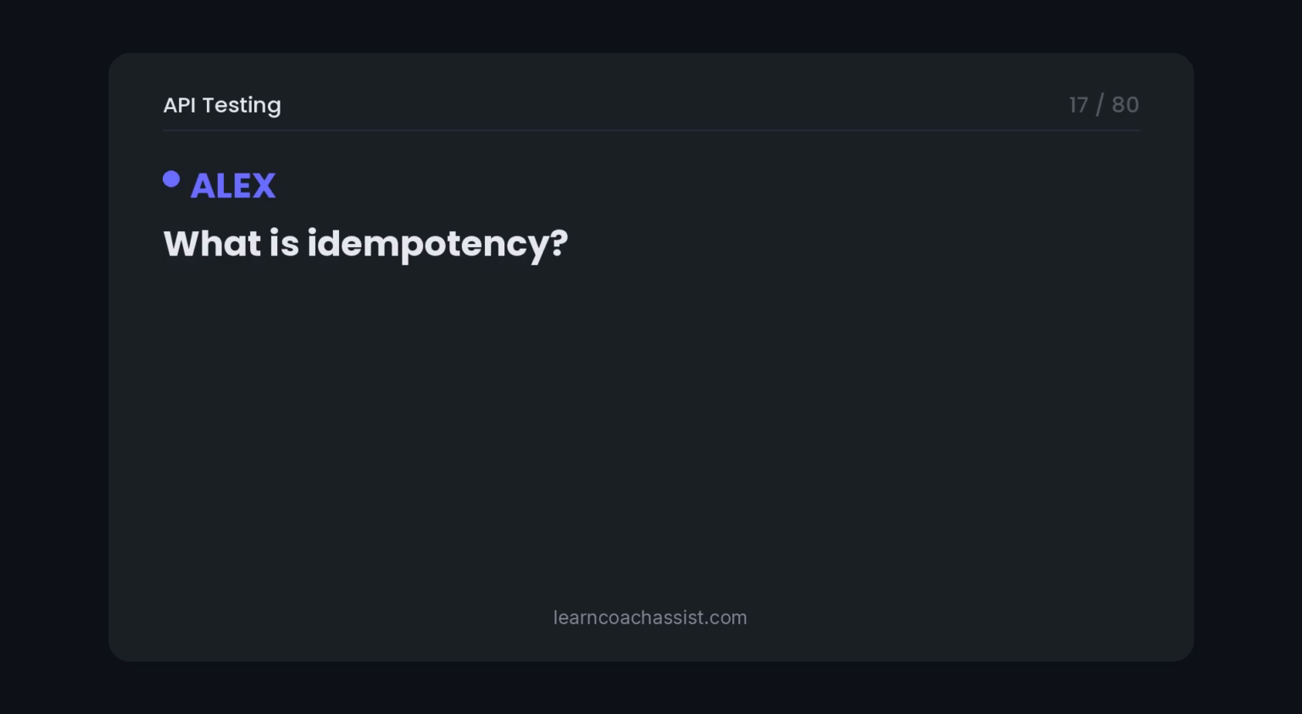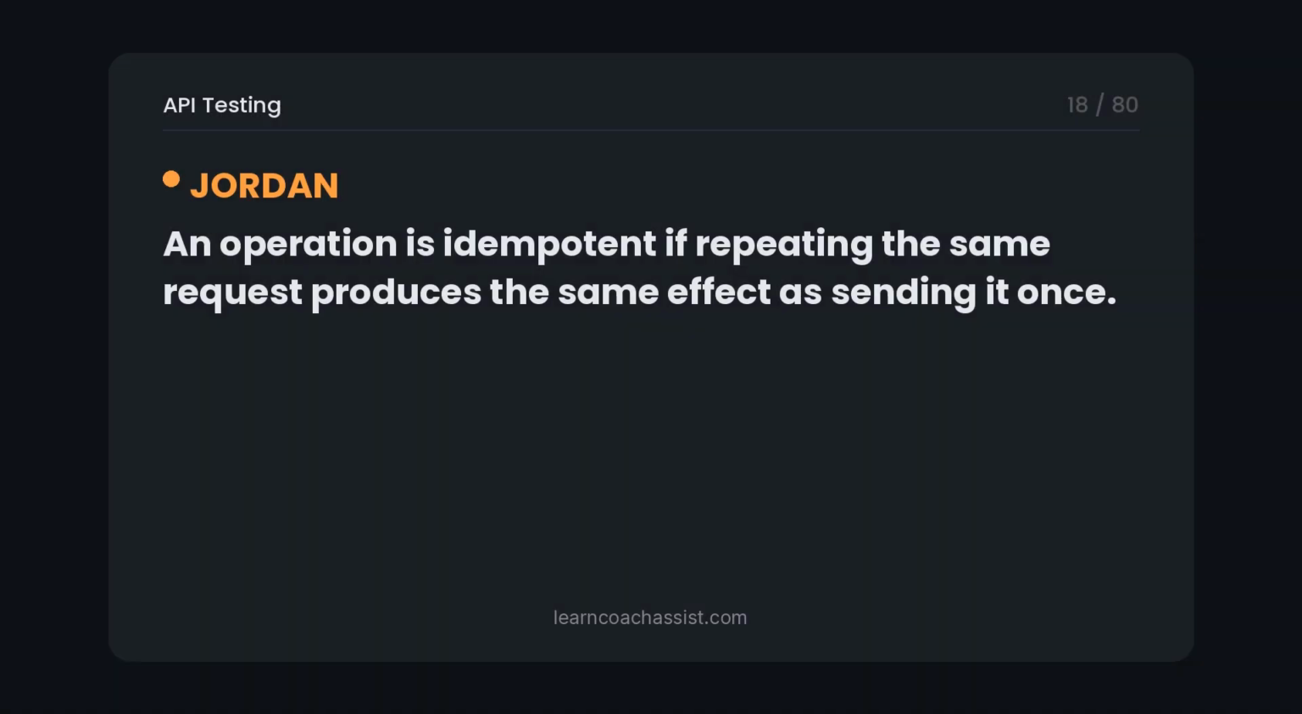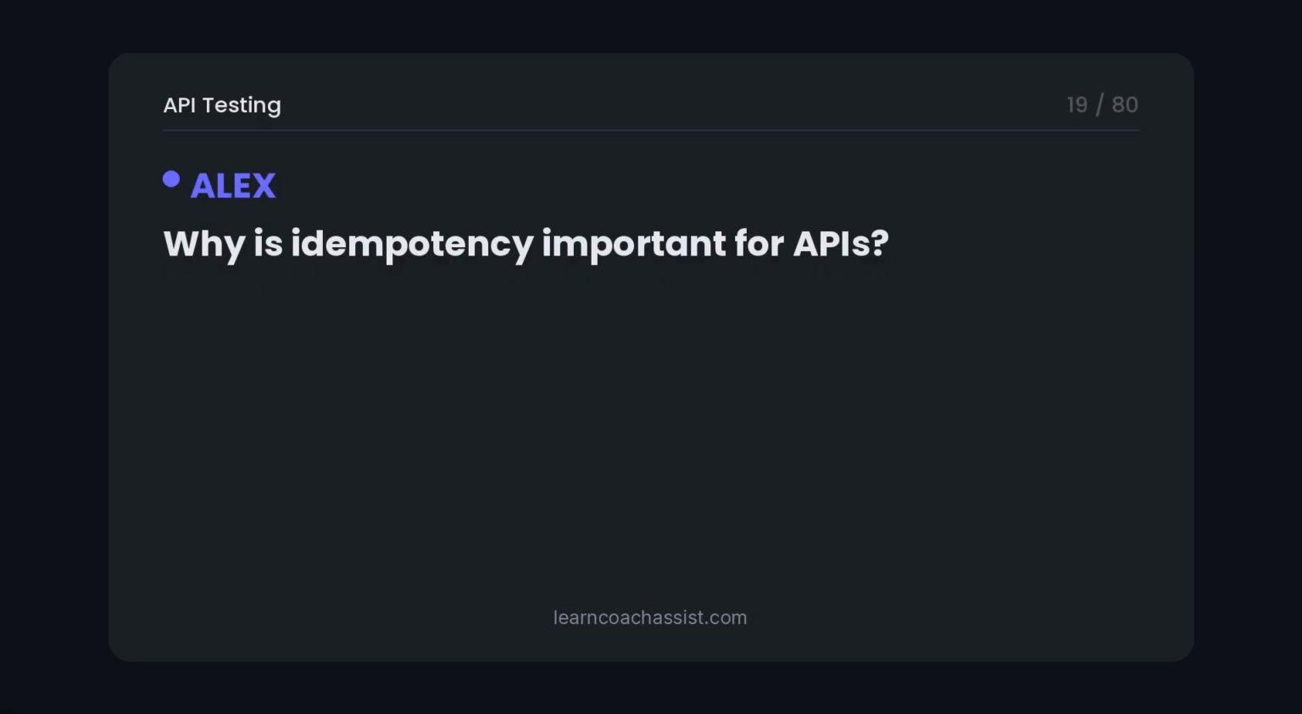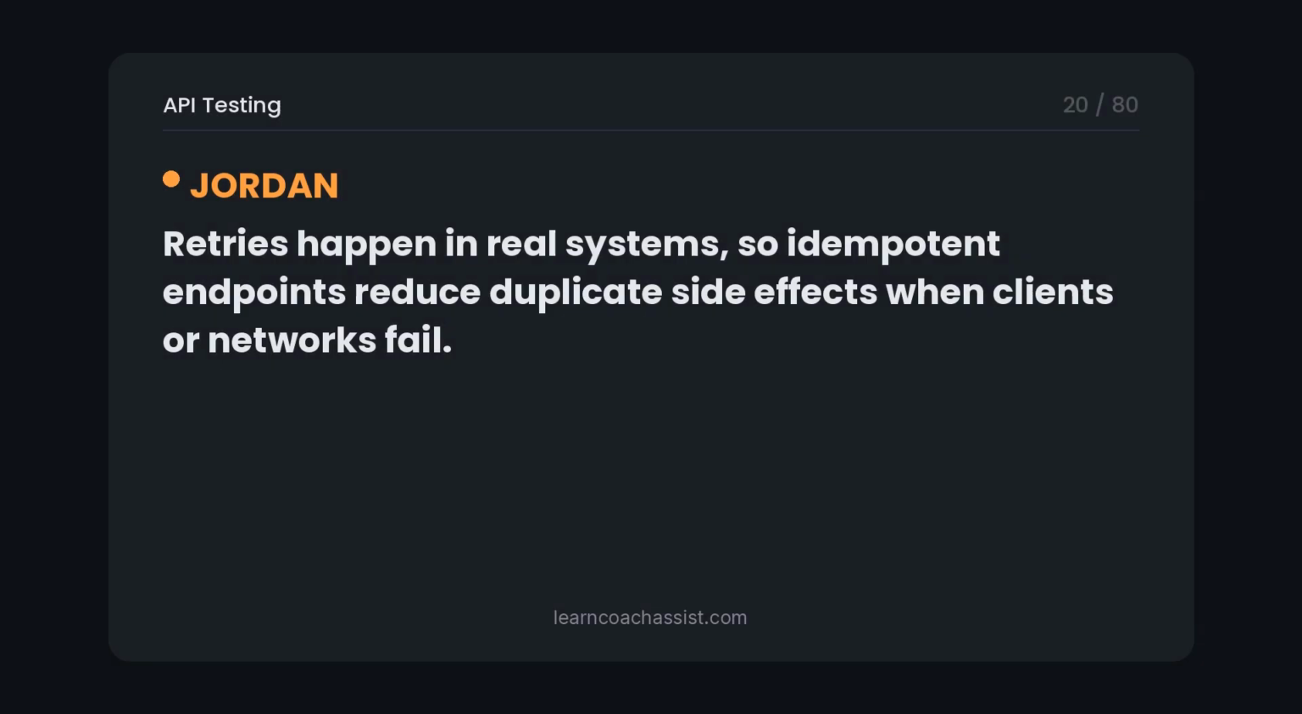What is idempotency? An operation is idempotent if repeating the same request produces the same effect as sending it once. Why is idempotency important for APIs? Retries happen in real systems, so idempotent endpoints reduce duplicate side effects when clients or networks fail.